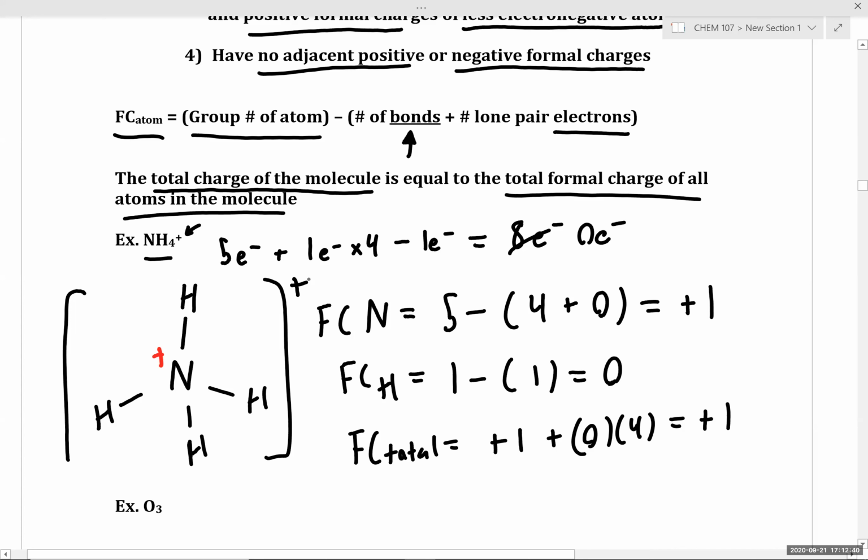Professor, for the hydrogen example, the FC right above it, you said 1 minus 1. You said there's 1 bond? Yes, so you look at each hydrogen individually. For example, if we looked at the hydrogen all the way on the right, it has a group number of 1 and it forms 1 bond. You could repeat this calculation for each of your hydrogens and you'd get the same result. Does that make sense? Yes, thank you. Perfect. Any other questions on this example?